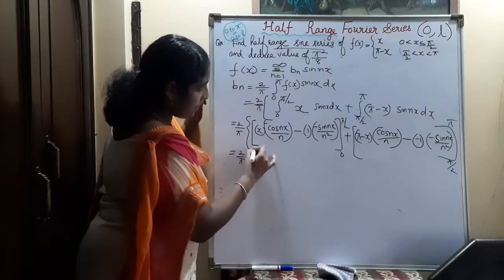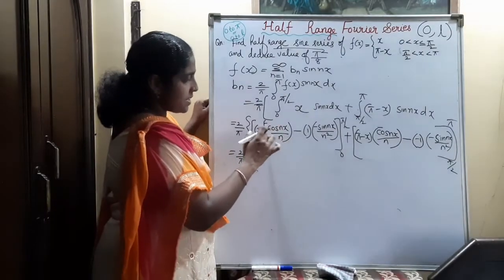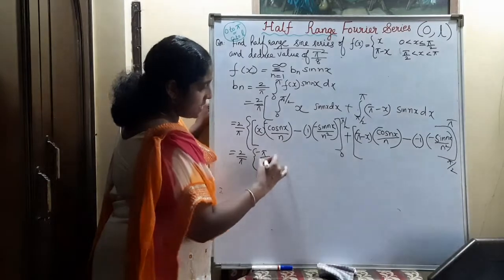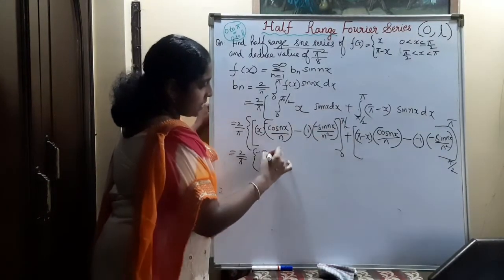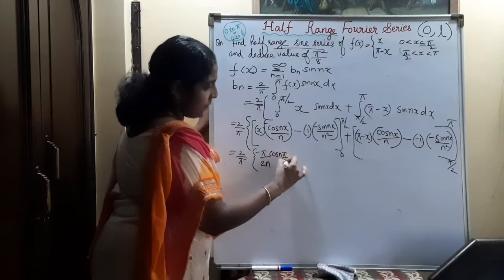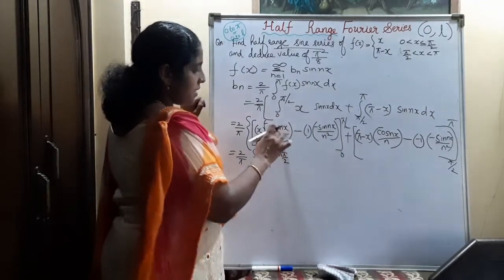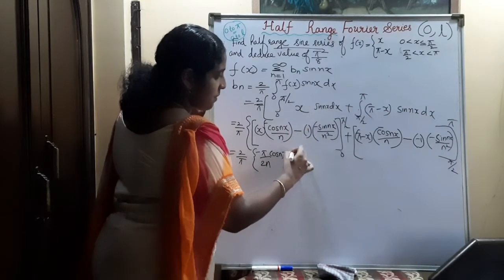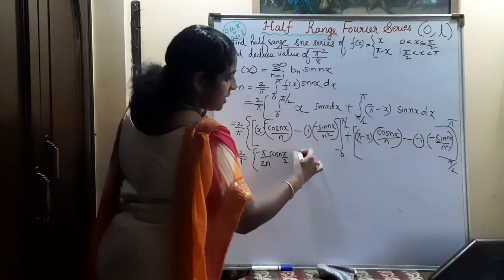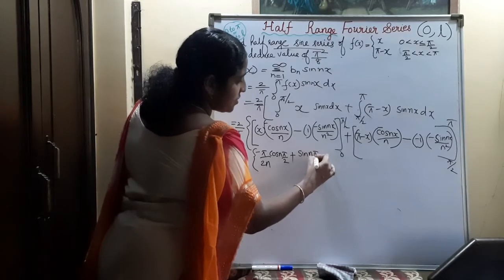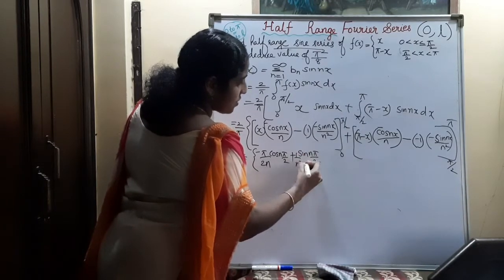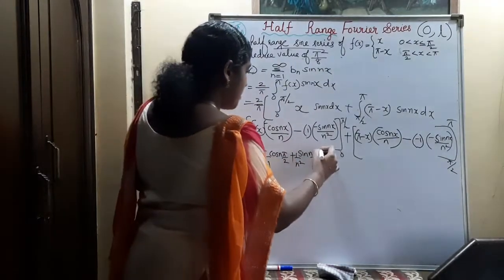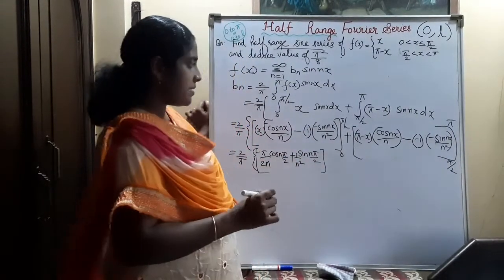Okay, now apply the limits carefully. This becomes 2 by pi, and applying the upper limit, x is pi by 2, so we get minus pi by 2 cos n pi by 2. When applying the lower limit, x equal to 0, that becomes 0, and this is minus, therefore plus, and applying the upper limit it becomes sine n pi by 2. Here we have 1 by n square. The lower limit is minus sine 0, that becomes 0. So that part, applying the limits, is over.